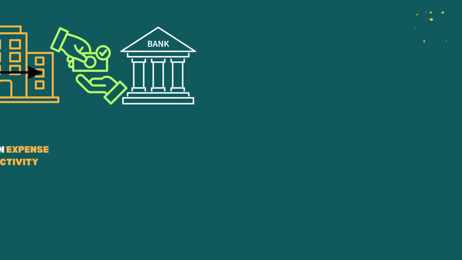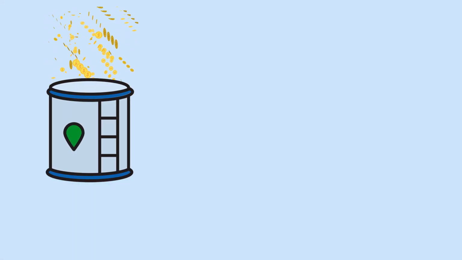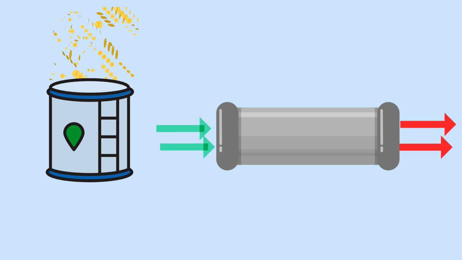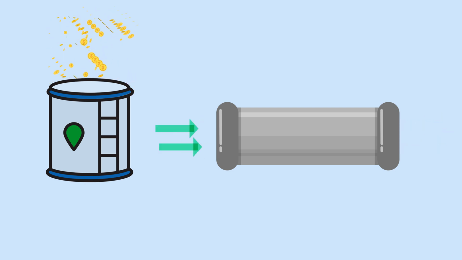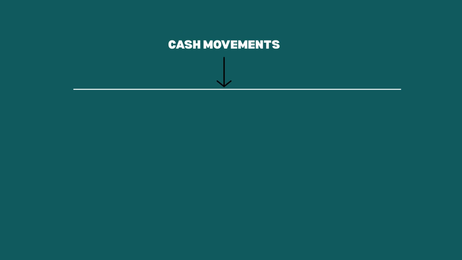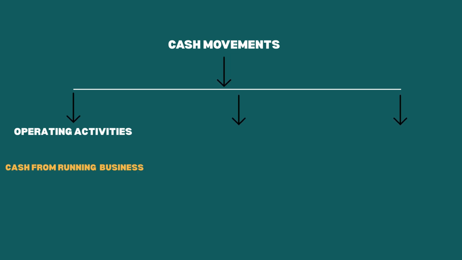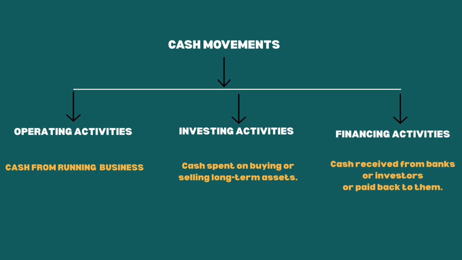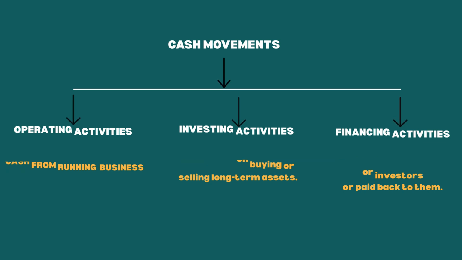Instead of measuring profit, the cash flow statement tracks every dollar coming in and every dollar going out. It explains exactly why the cash balance changed between the beginning and the end of the period. To make things easier, cash movements are divided into 3 categories: operating activities, cash from running the business; investing activities, cash spent on buying or selling long-term assets; financing activities, cash received from banks or investors, or paid back to them. These 3 sections explain every movement of cash.